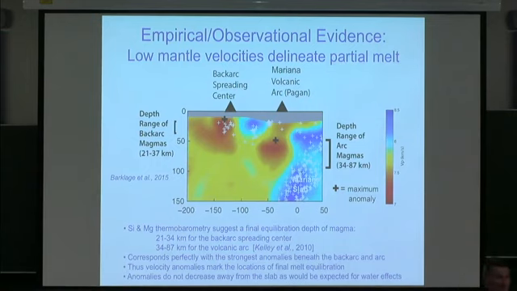Yes? What exactly do you mean by equilibration depth? Is it a time of residence? Yeah, I mean, I'm not a petrologist or a geochemist, so what I believe, I think that has to do with the last time that the major element composition of the magma is in equilibrium with the matrix. Okay. Where you go from slow migration to fast migration. You might interpret it that way.